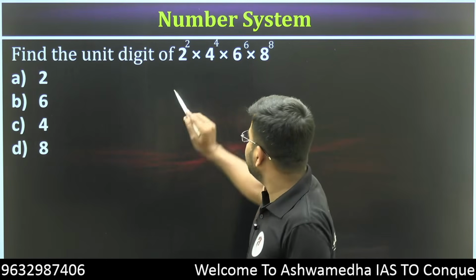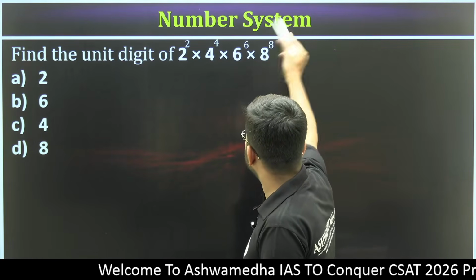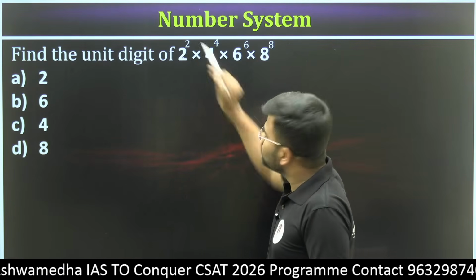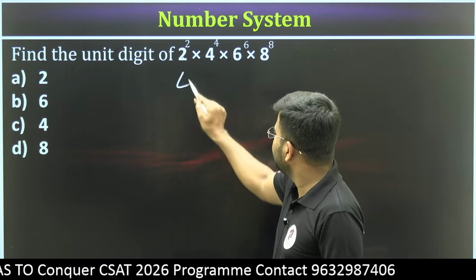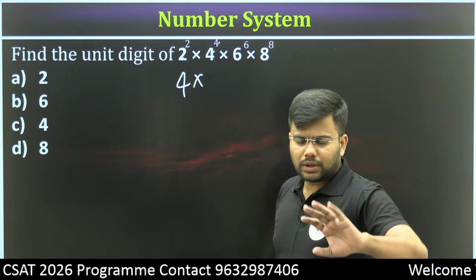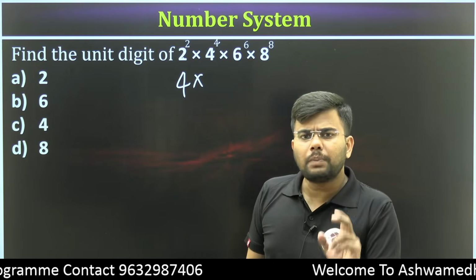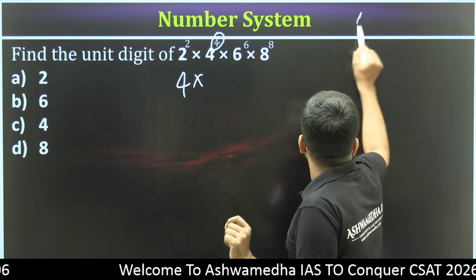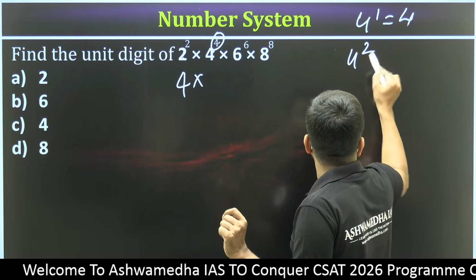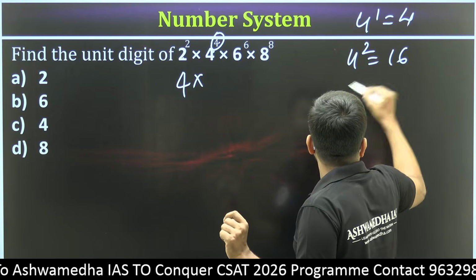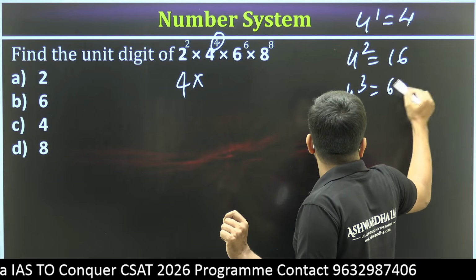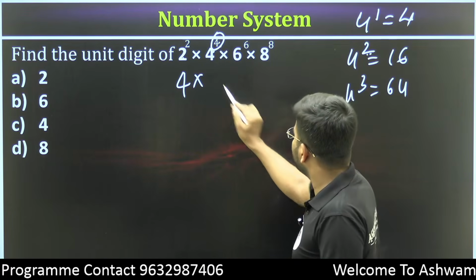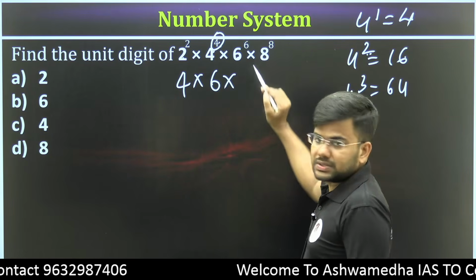If the numbers are, find the unit digit of 2 power 2 into 4 power 4 into 6 power 6 into 8 power 8. Look here, if it is 2 power 2, what is the unit digit? 4. If it is 4 power 4, don't multiply everything. 4 power 4 means, is the power odd or even? It is even. 4 power 2 unit digit is 16. 4 power 3 unit digit would be 64. That means for odd it is 4, for even it is 6. Here it is even, so it would be 6. Here 6 power 6.